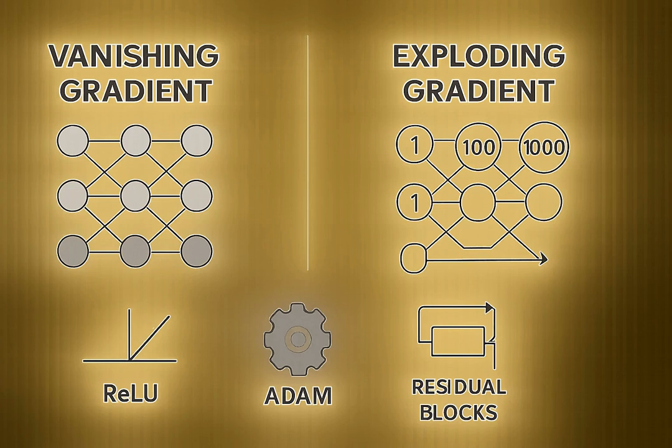It can suffer from the vanishing gradient problem, where gradients become extremely small in deep networks, slowing learning. Or the exploding gradient problem, where values blow up and destabilize training. Modern techniques like ReLU activations, batch normalization, residual connections, and optimizers like Adam help fix these issues, but at the core, backpropagation remains the same.